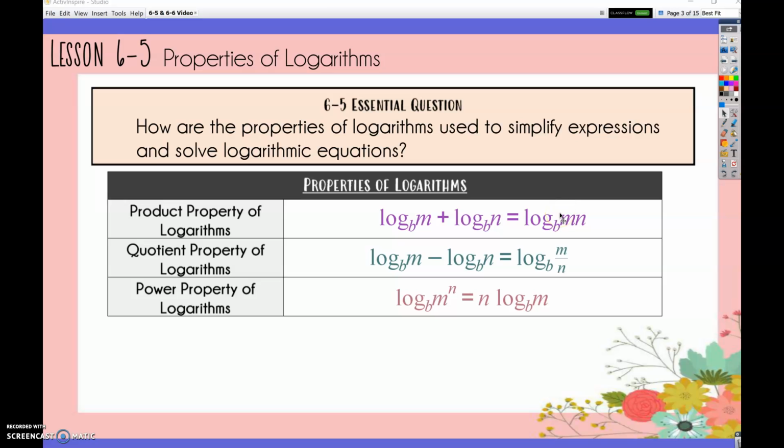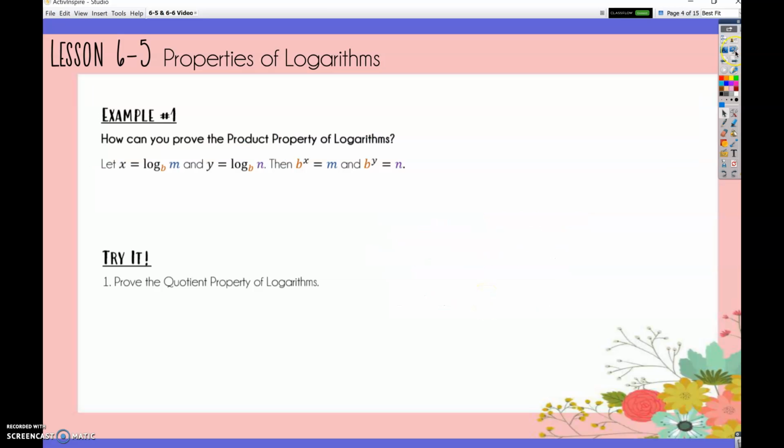Or same thing with the quotient one. If you're subtracting like-based logs, then you would have division going on. That's our quotient there. And then finally, the power property. If you have a log base of some variable or number to a power, that power can come down out front here. So let's take a look at some examples. They're pretty easy to apply. We just ask you to identify which ones you're applying.